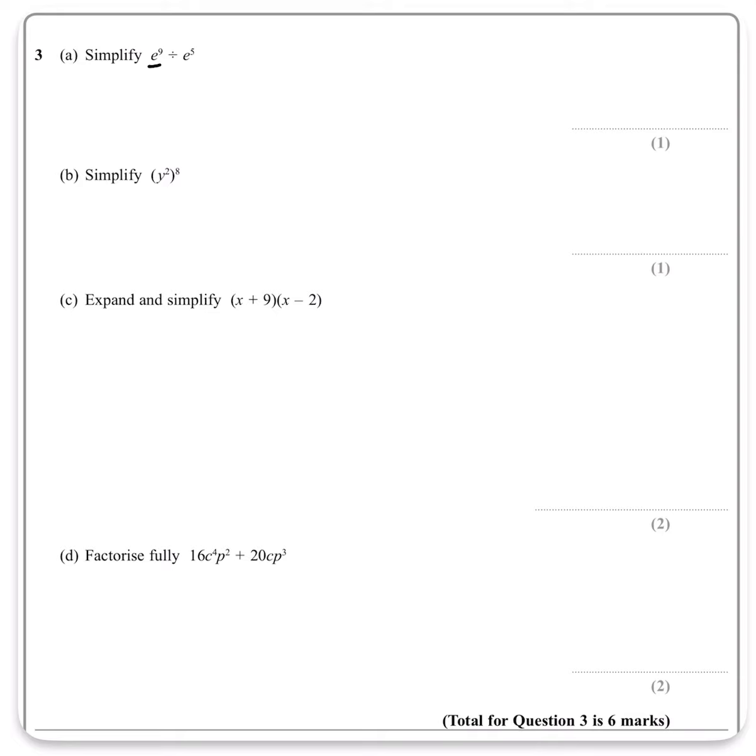So here I've got the same base e in this case, and I'm having to divide. So in this case, all you need to do is subtract the powers. So essentially it becomes e to the power 9 minus 5, which, if you can work it out, gives you e to the power 4. 1 mark. Easy.